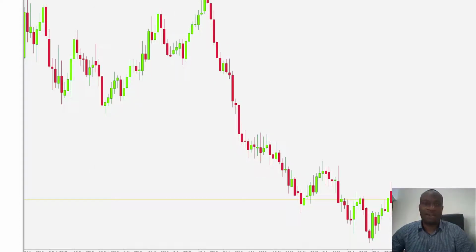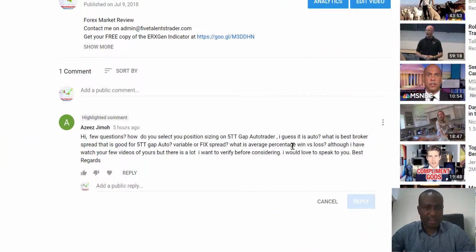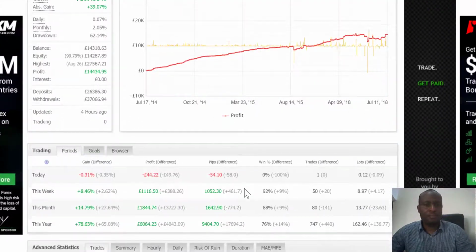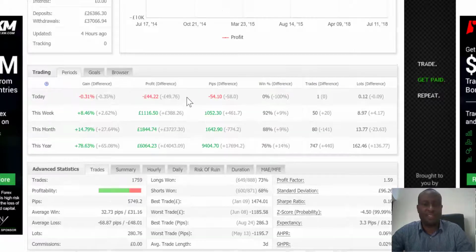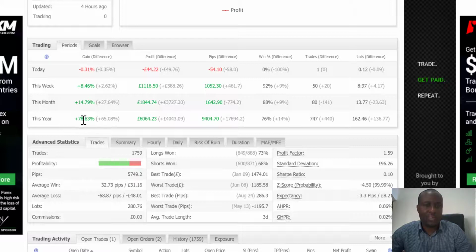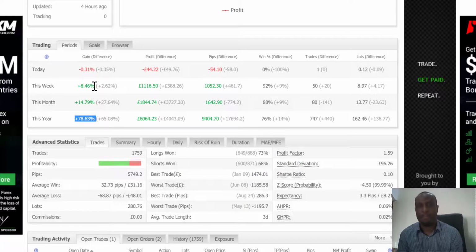Okay, and I think you asked a question about what is the average percentage win versus loss. Again, I'll show you this. When you look at this, this account primarily trades the 5TT gap, and you can see that this year we are 78% up already on profits. Now I've got to clarify this. My target every year is to do about 25%. I'm not going to double my account every year, and you can choose to do that, but I just plan to do 25%.